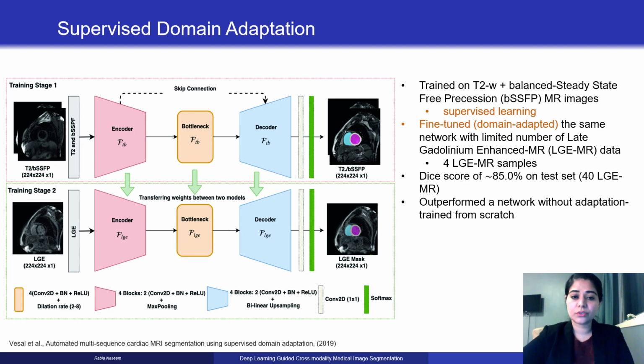So one of the domain adaptation approaches used encoder-decoder network, and two MR image variants, T2 weighted MR images and BSSFP MR images were used to train the network for supervised learning. The network was then fine-tuned on another modality with only four samples. When the network was tested, it gave a very promising dice score of 85% on a huge data set. So the network, in short, outperformed a network that was trained from scratch.